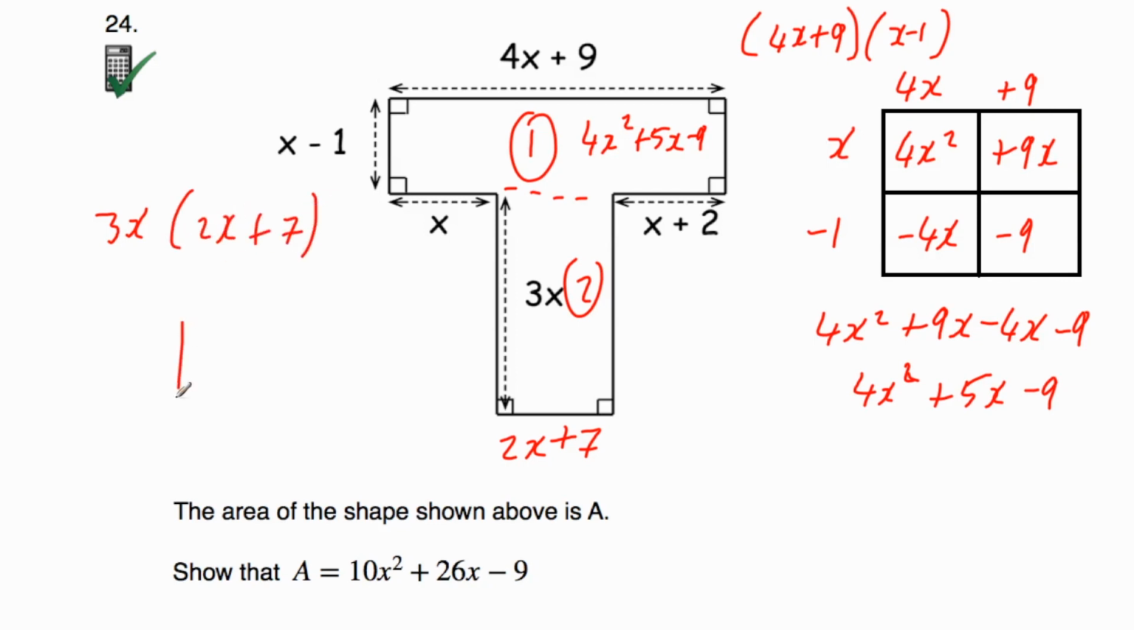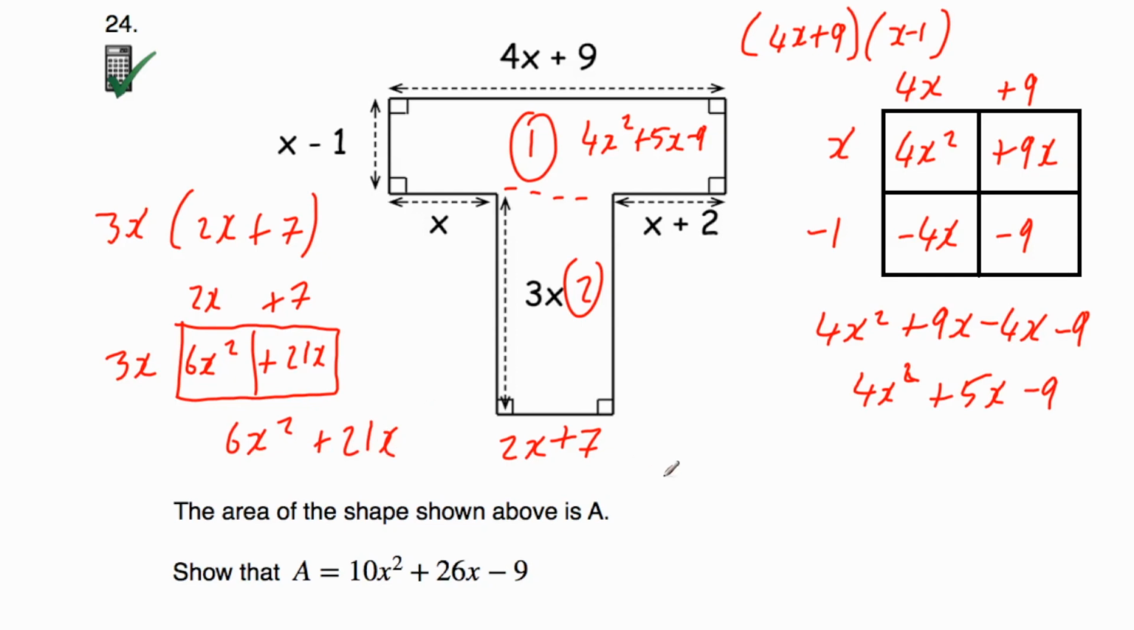And we can set up our grid. We've got our 3x and our 2x plus 7, and see what we get. To start off with, we've got 2x times 3x. Well, 2 times 3 is 6, so 6x squared. And then 7 times 3x will be plus 21x. So the area of this rectangle would be 6x squared plus 21x.